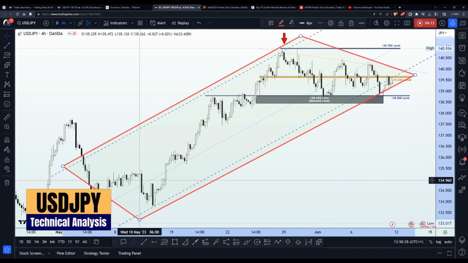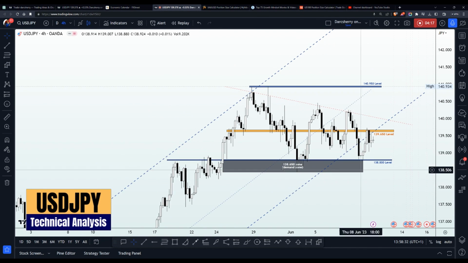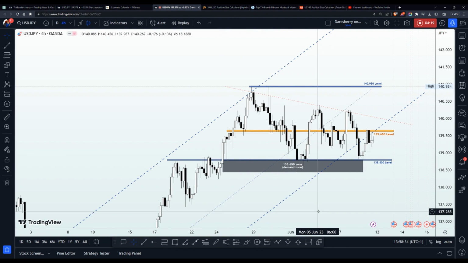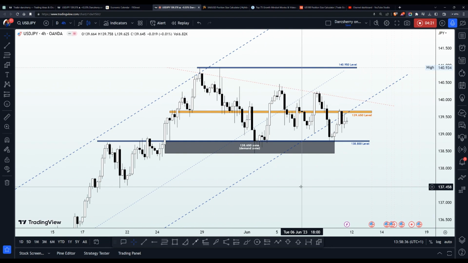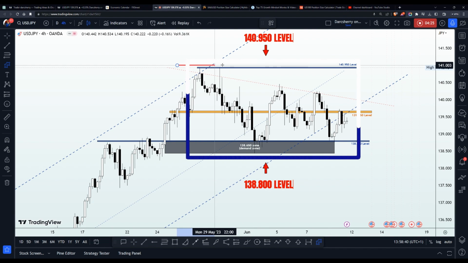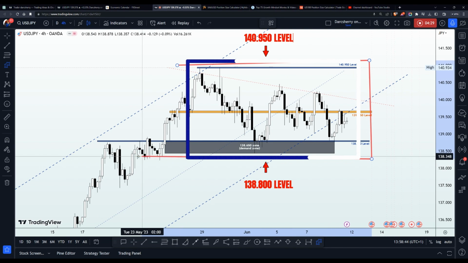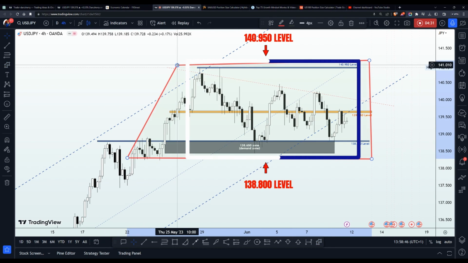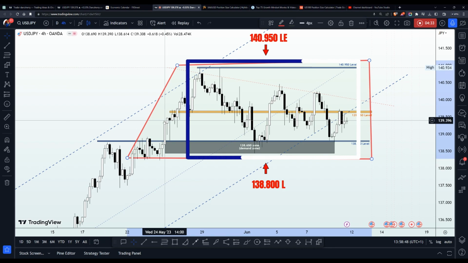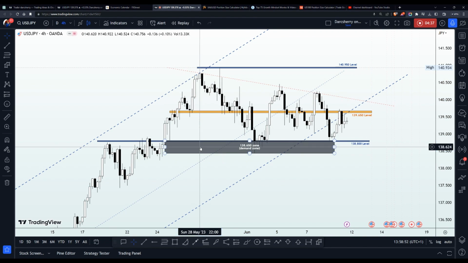7 weeks, I think. And one interesting thing about this whole structure is that as soon as the last week of the month of May, we saw how price action was caught within a range between the 140.950 level and the 138.800 level to give us an insight into the level of indecision in this market.